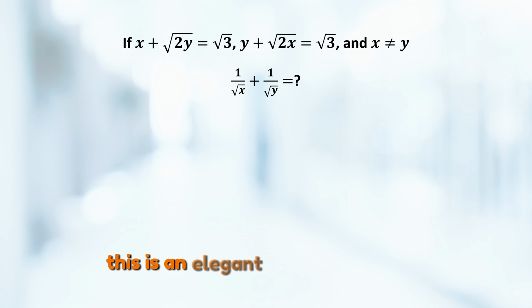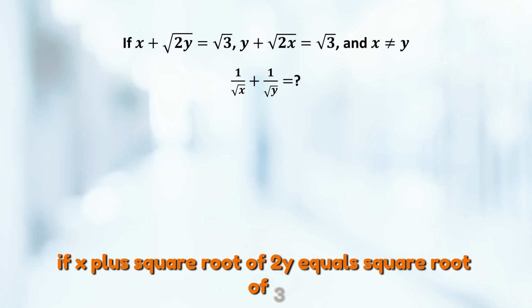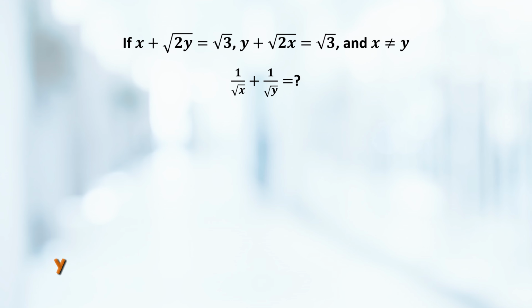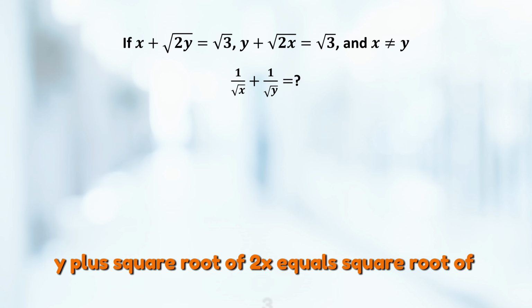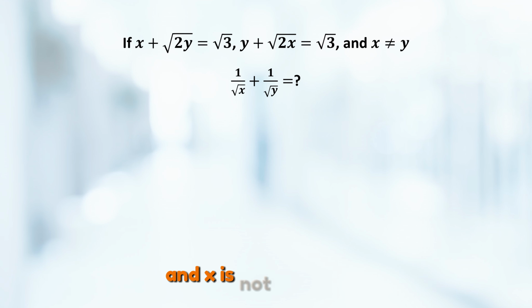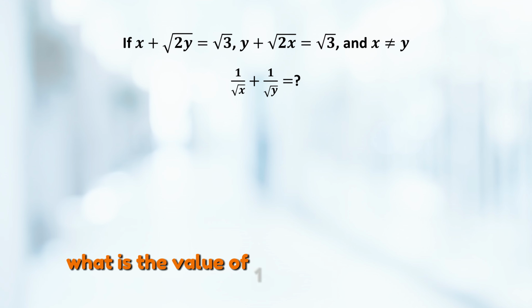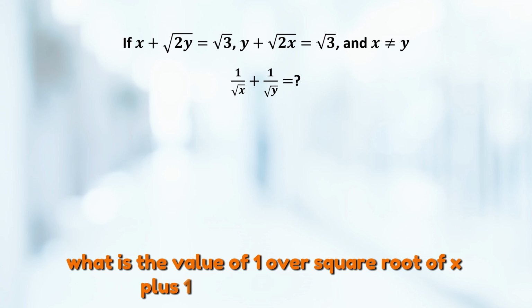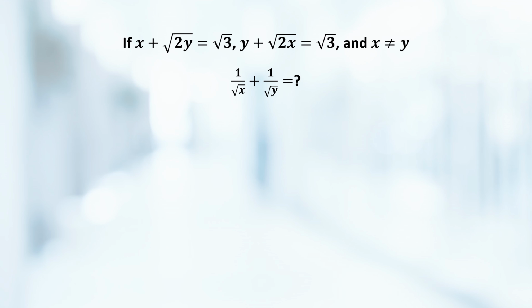This is an elegant example of using factorization. If x plus square root of 2y equals square root of 3, y plus square root of 2x equals square root of 3, and x is not equal to y, what is the value of 1 over square root of x plus 1 over square root of y?